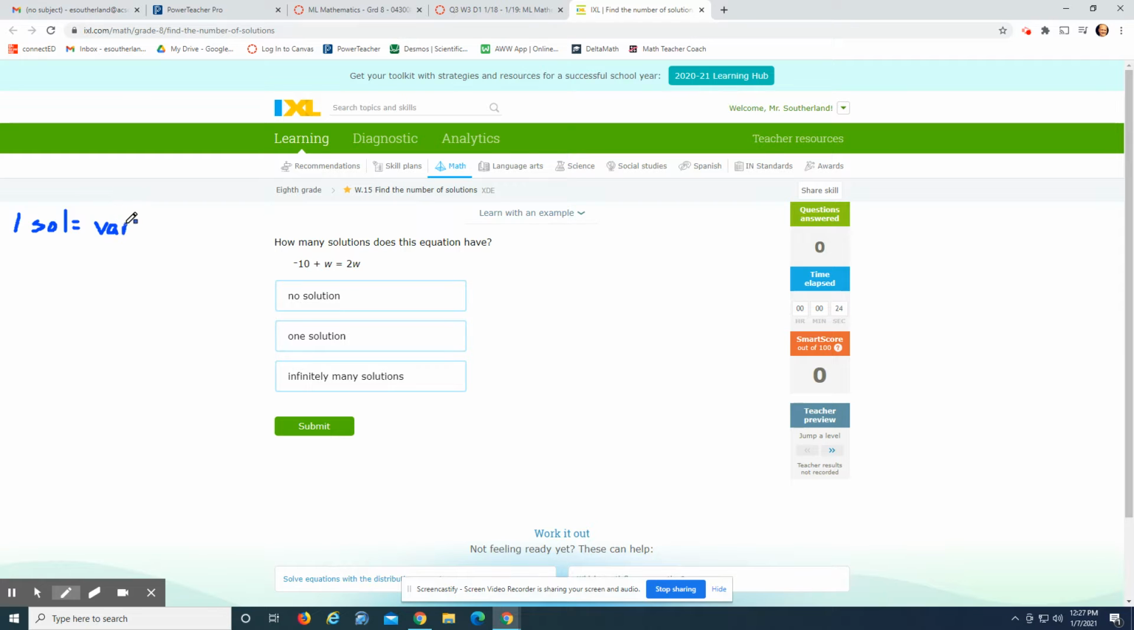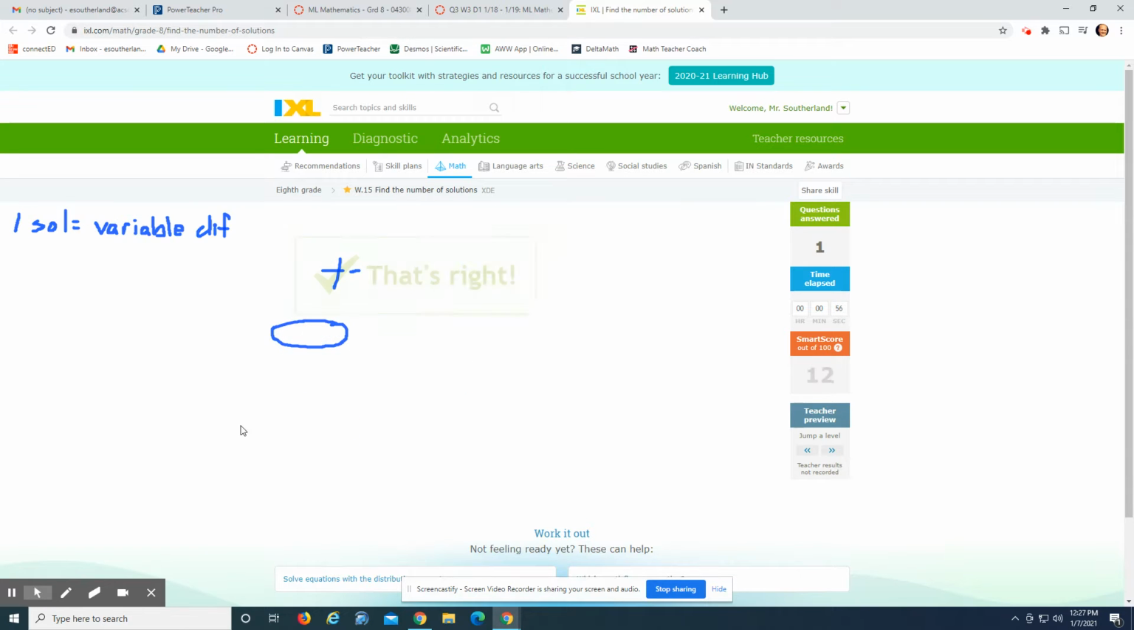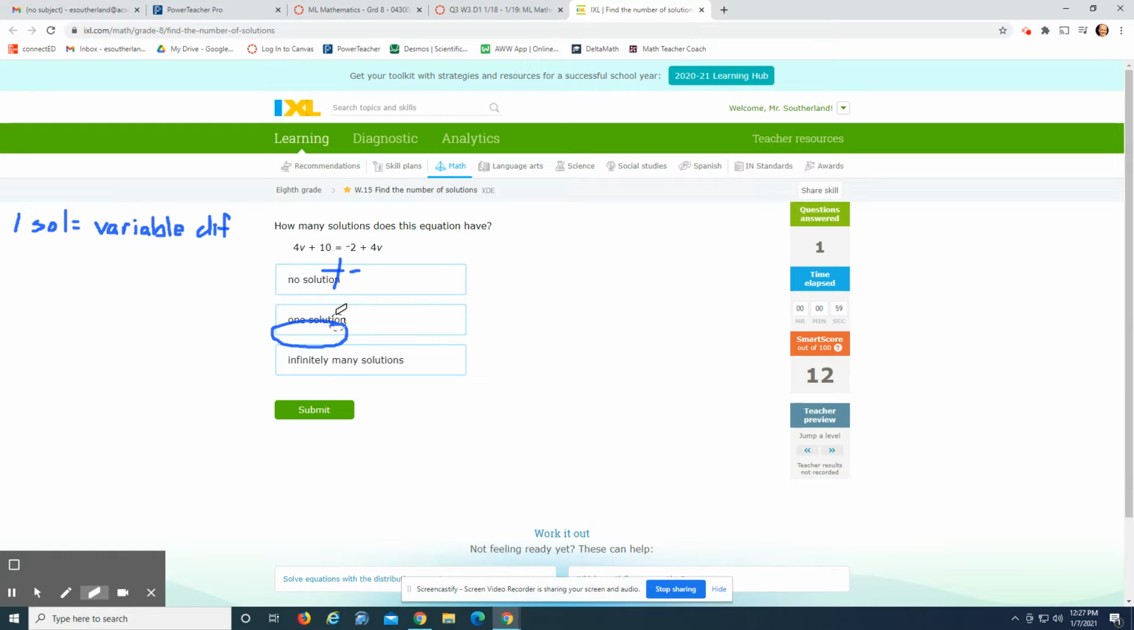So when I look at this problem, what I'm looking for is, are the variables the same or are they different? We'll abbreviate different as DIF. This is just W, and this is 2W. W and 2W are not the same, so that guarantees that this is one solution. So I'm going to click one solution, and we're going to move on. That's all there is to it.